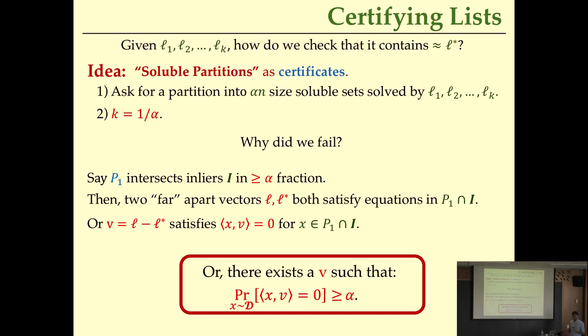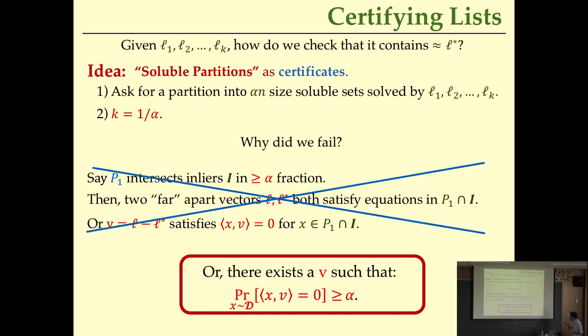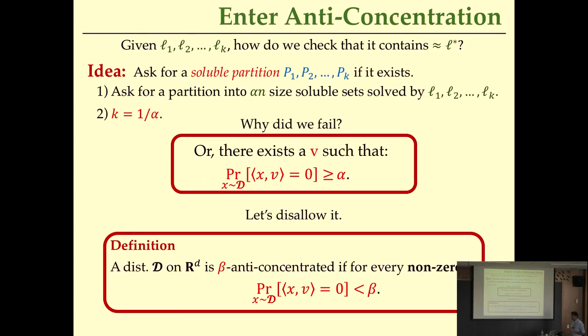All very simple things, but I hope so far the discussion is clear. So that's why we failed. We pinned down the reason why we failed, so let's disallow that. We failed because of it, so let's stop that from happening. So here's a cool definition. I'm going to call a distribution on R to the small d beta anti-concentrated if there is no direction v such that a beta fraction of the distribution is orthogonal to v. So there is no direction v so that x dot v is 0 with probability at least beta. Does it make sense? It's motivated from just correcting our failure.